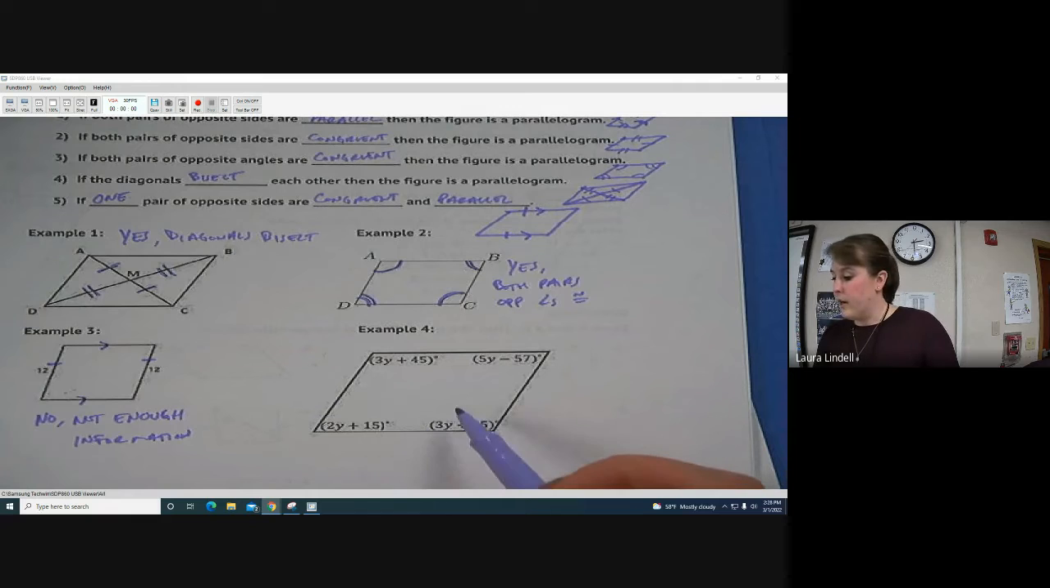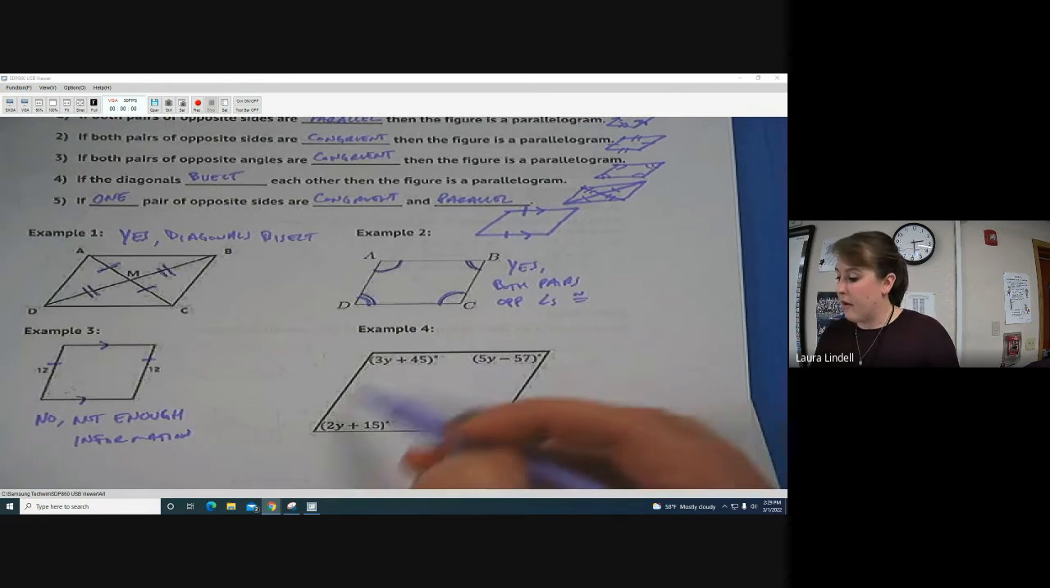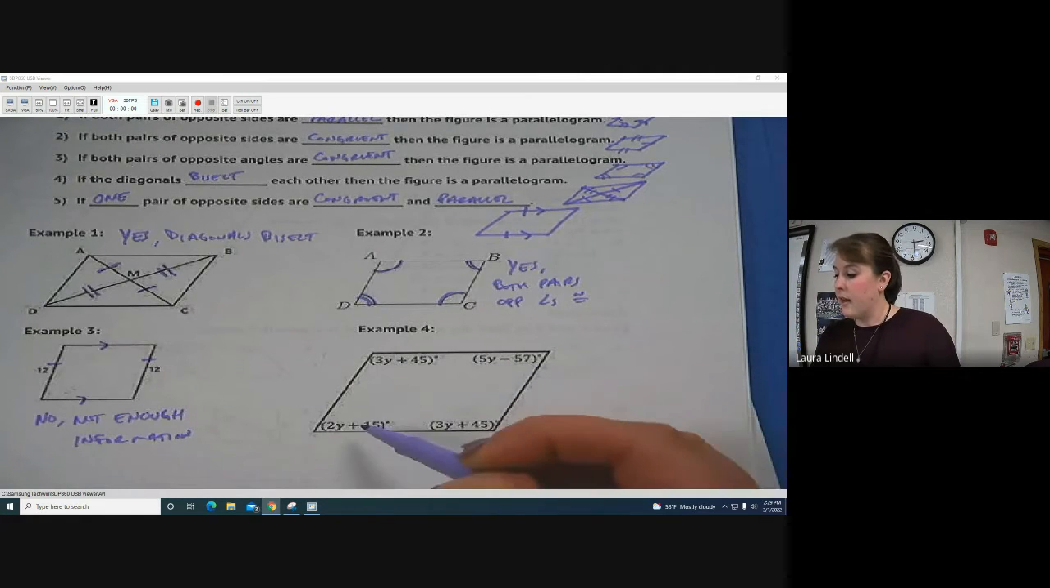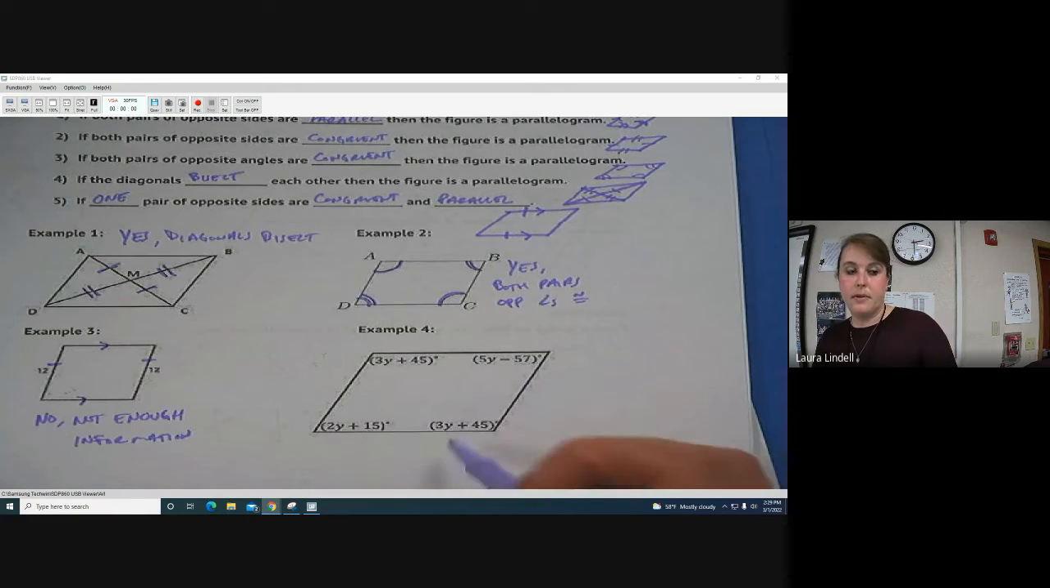Another way you could do it is knowing that all 4 angles on a 4-sided shape will add up to 360. We could add all of these to 360 and then plug in the y value that we get and see if the opposite angles are congruent.